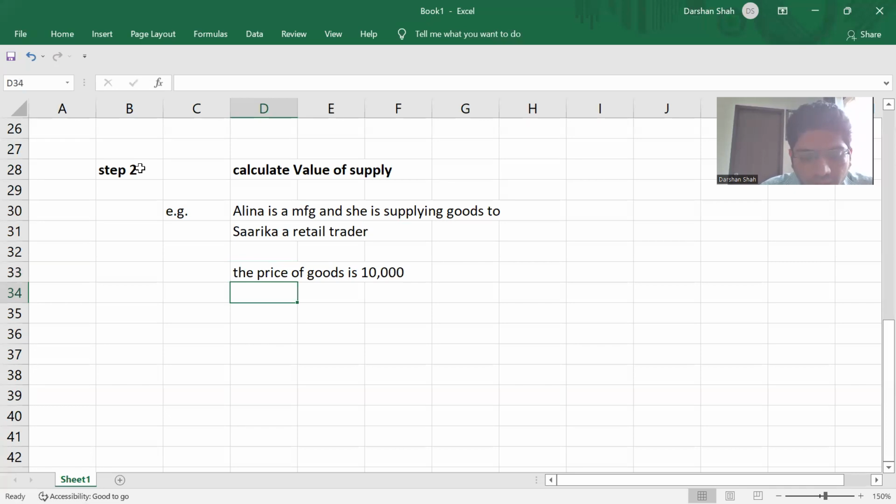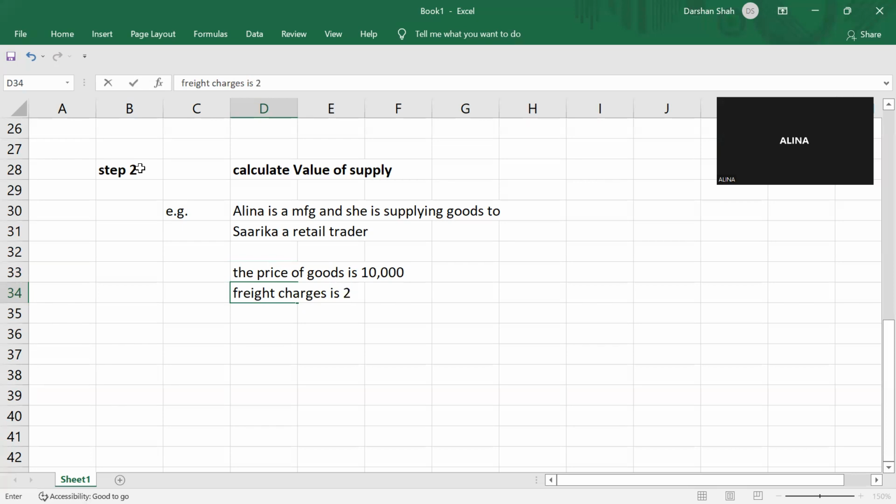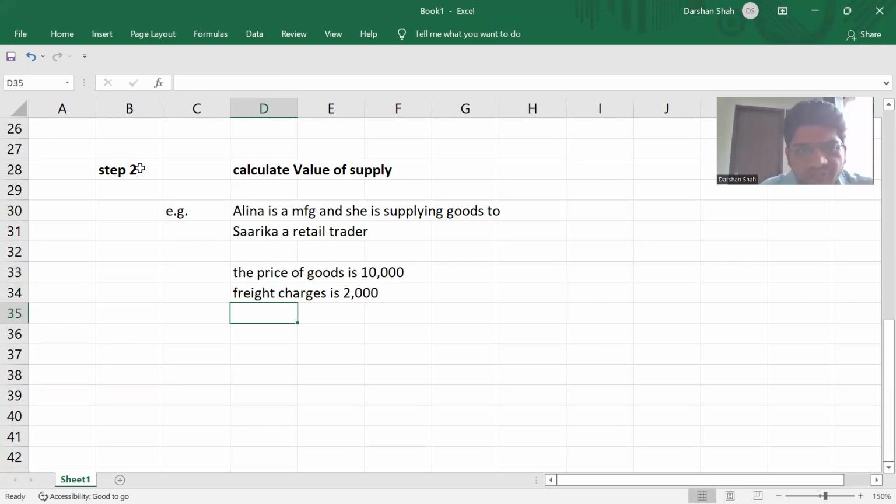Then let us say freight charges are 2,000. Do you guys know what freight is? Someone tell me. Transportation charges, it's similar to transportation charges. But it is kind of a duty, payable to the government, freight charges. Then I'll say transit insurance from Alina's factory to Sarika's shop, right?